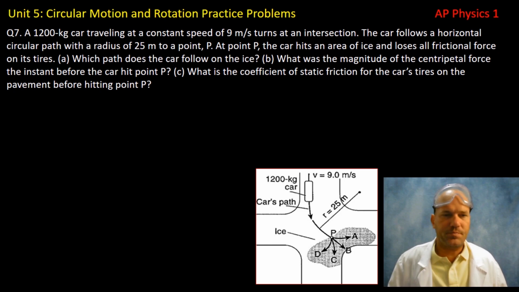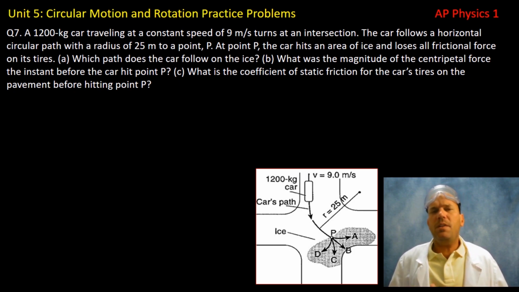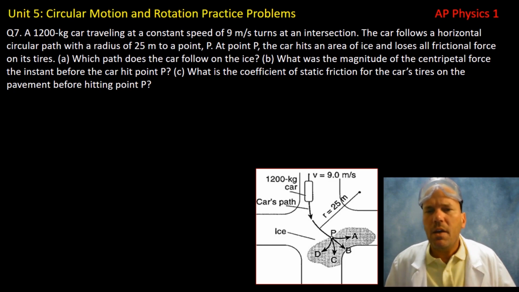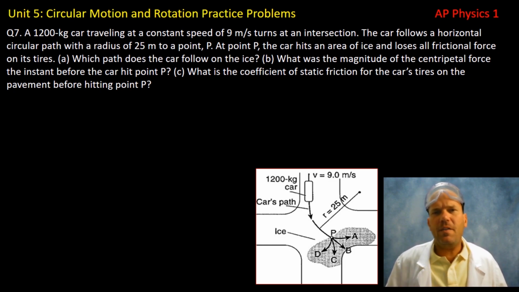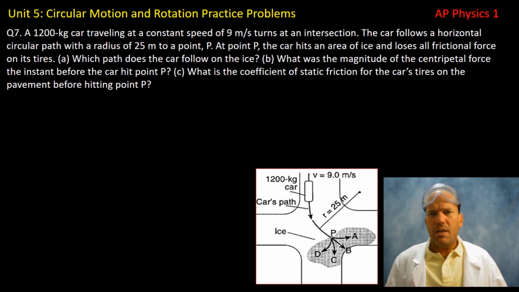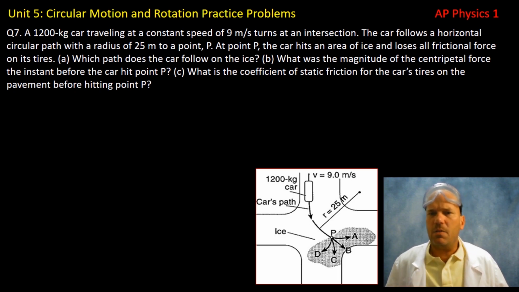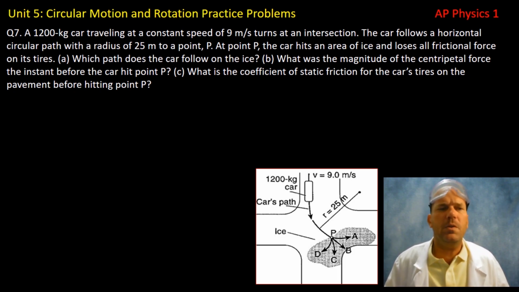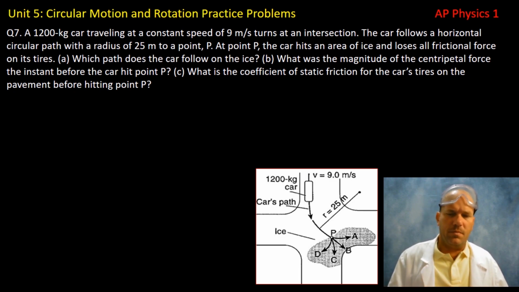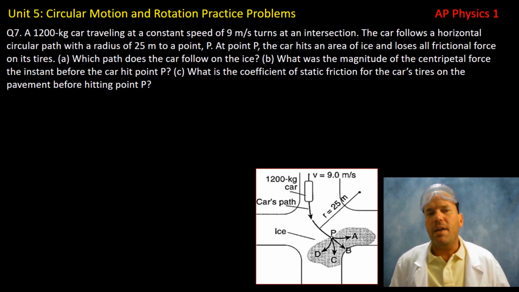Question 7 here, you're given a diagram on the problem set. We have a vehicle traveling at a constant speed. It follows a horizontal circular path. You're given the radius of curvature, and you're asked specifically what would happen at point P. So at point P, there's a patch of ice. In other words, mu equals 0. So the coefficient of kinetic friction is 0. All frictional forces are lost between the tires and the surface. So A, which path does the car follow on the ice?